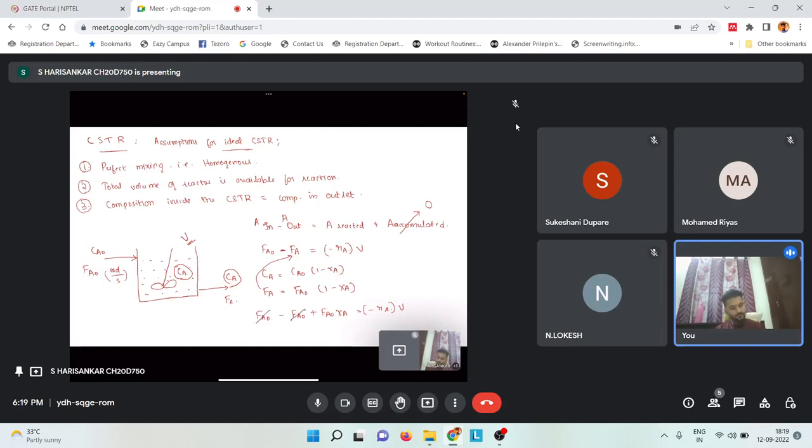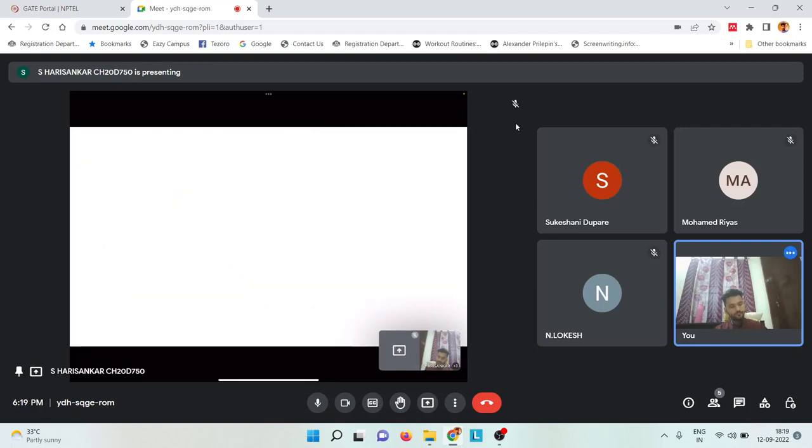So Fa0 and Fa0 get cancelled, and we get the final equation: Fa0 Xa is equal to minus Ra into V. So V by Fa0 is equal to Xa by minus Ra. This is one form of the design equation for CSTR. We can make new forms of this same equation by having some manipulations to this term.